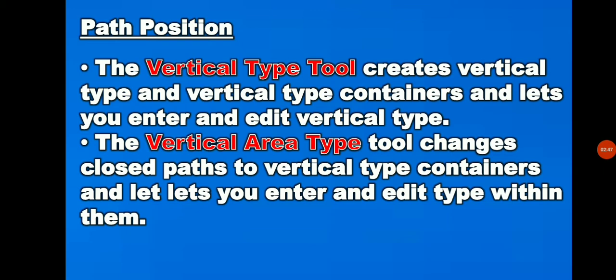You also have to click on the artboard to begin the point text object with vertical flowing text. Another one is the vertical area type. The vertical area type changes a closed path to a vertical type container and lets you enter and edit type within it. Click on a closed path to create an area type object containing vertically flowing text.